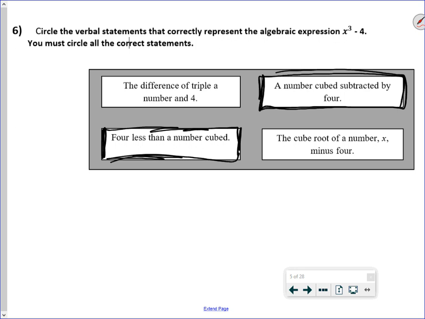Just to be clear, the difference of triple a number and 4 is 3x minus 4. And the cube root of a number minus 4 is that.